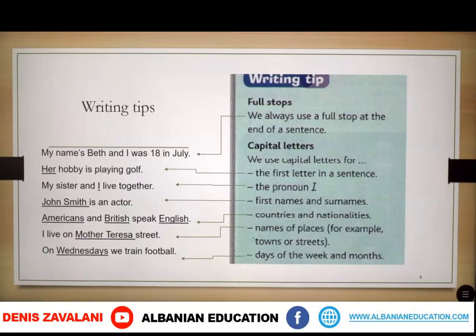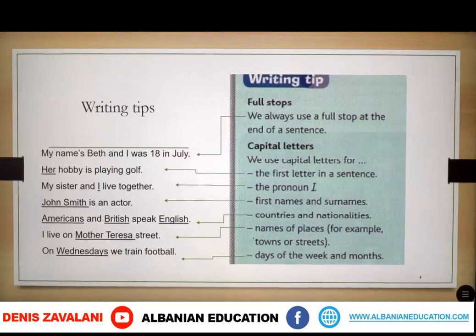Here are some writing tips. For example, full stops. We always use full stops at the end of a sentence. For example, my name's Beth and I was 18 in July. So when you end the thought, you put a full stop in the end of the sentence.